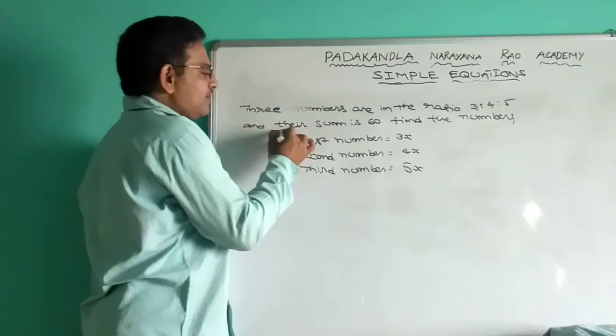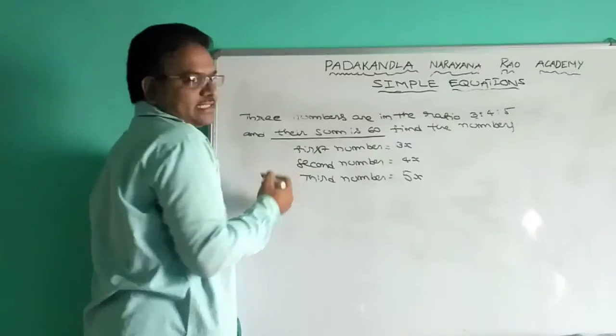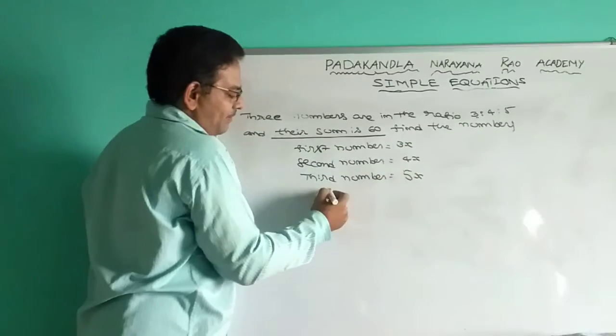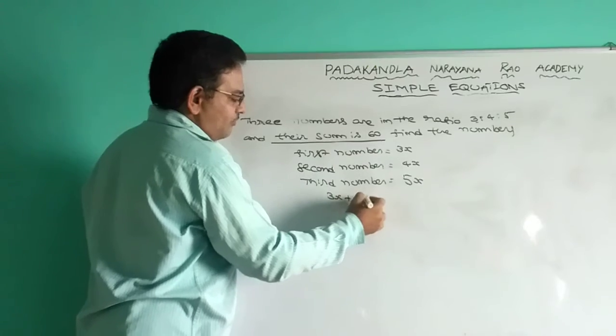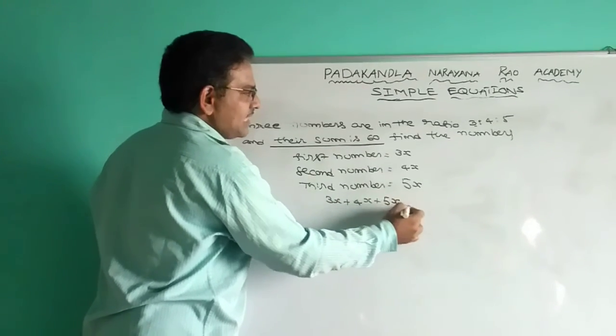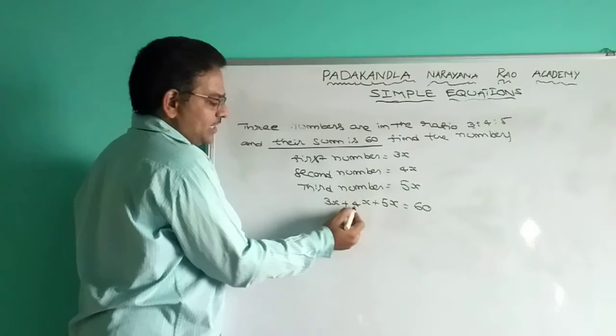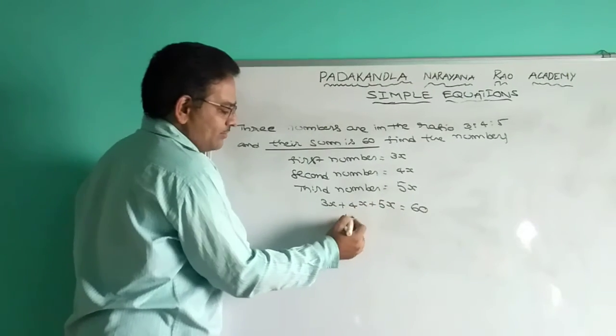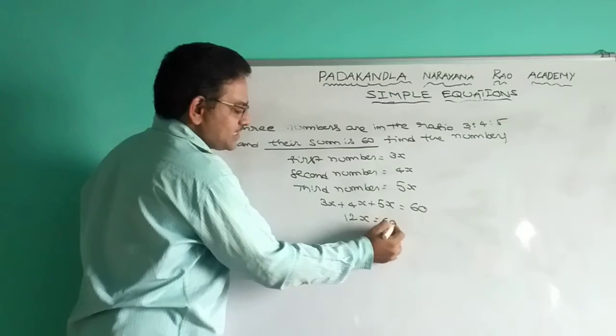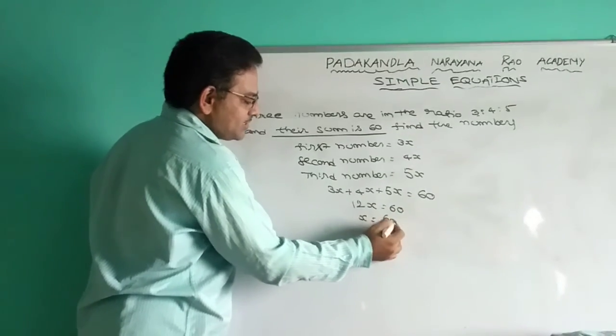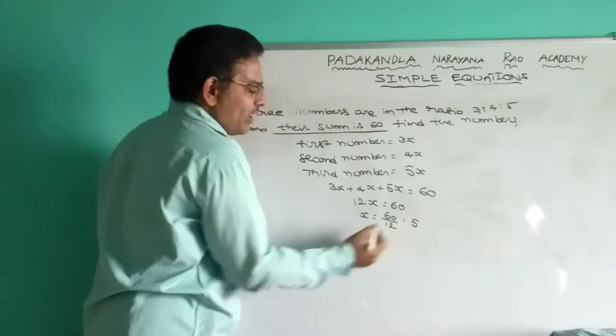Next, what is given? Their sum is 60. The sum of the three numbers 3x, 4x, 5x equals 60. 3x, 4x, 5x, add it. 3 plus 4 is 7, 7 plus 5 is 12. 12x equals 60. x value, how much? 60 by 12, that equals 5.